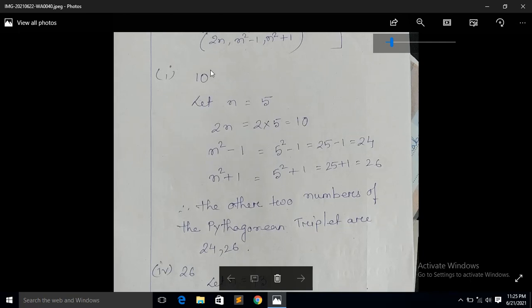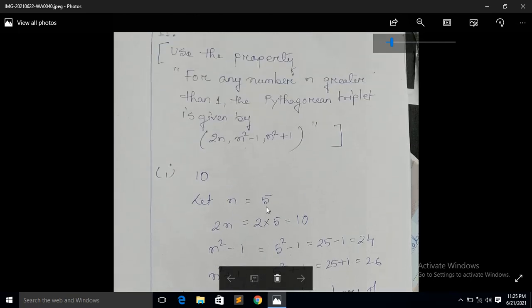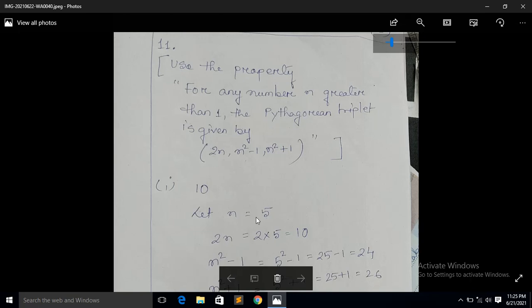What you will do is divide the given number by 2, and take that value as n. So n is equal to 5, because 10 by 2 is 5. Now what is the property we have to use? Have a look at the property I have already given. It is on page number 42 of your book, property 7.